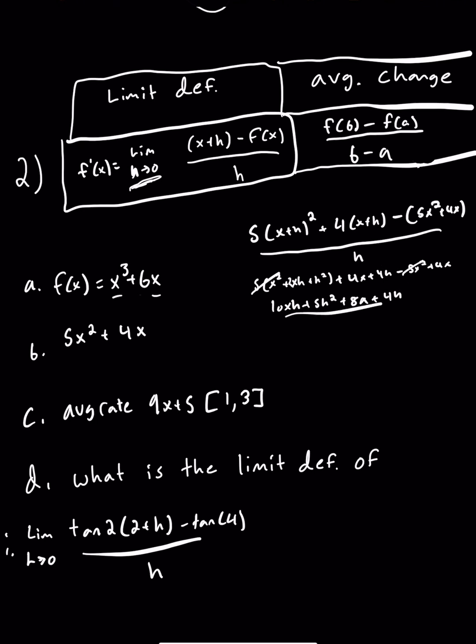Okay, so it's all over h, and now cancel out, cancel out, cancel out, and what you are left with is 10x plus 5h plus 4. Okay, and now as h approaches 0, this is going to approach 0, and you're left with 10x plus 4.